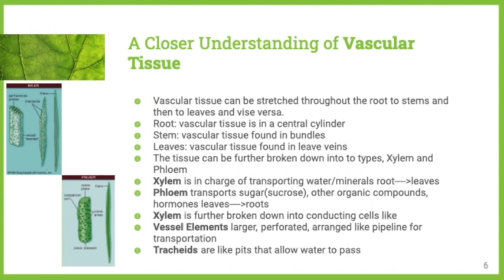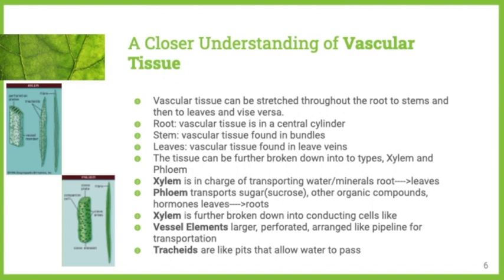A closer understanding of vascular tissue. Vascular tissue can be stretched throughout the root, from the root to the stems, and from the stems to the leaves, and vice versa. In the root, vascular tissue is in the central cylinder. In the stem, vascular tissue is found in bundles, and in the leaves, vascular tissue can be found in leaf veins.